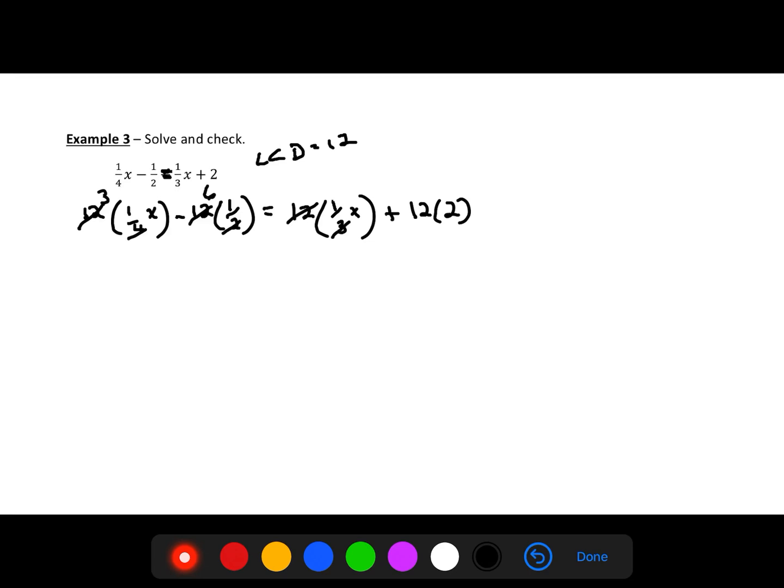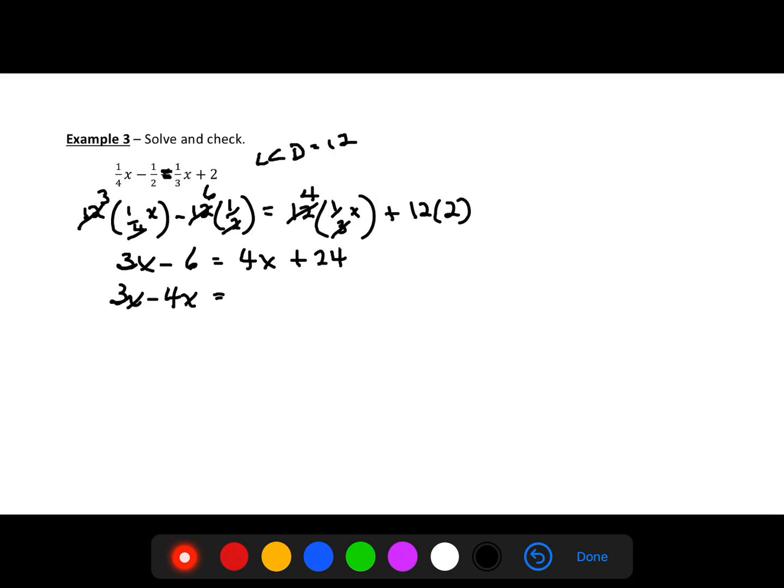And simplify. So 12 divided by 4 leaves us with 3. 12 divided by 2 leaves us with 6. 12 divided by 3 is 4. So we're going to have 3x minus 6 equals 4x plus 24.